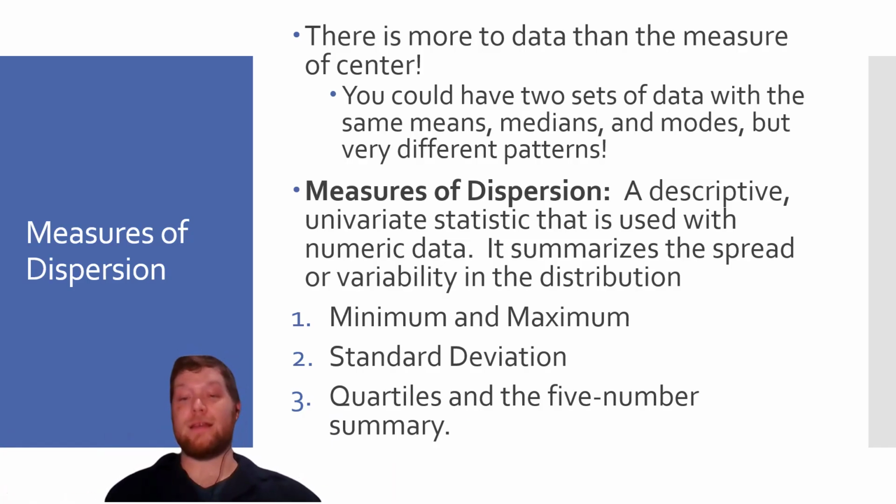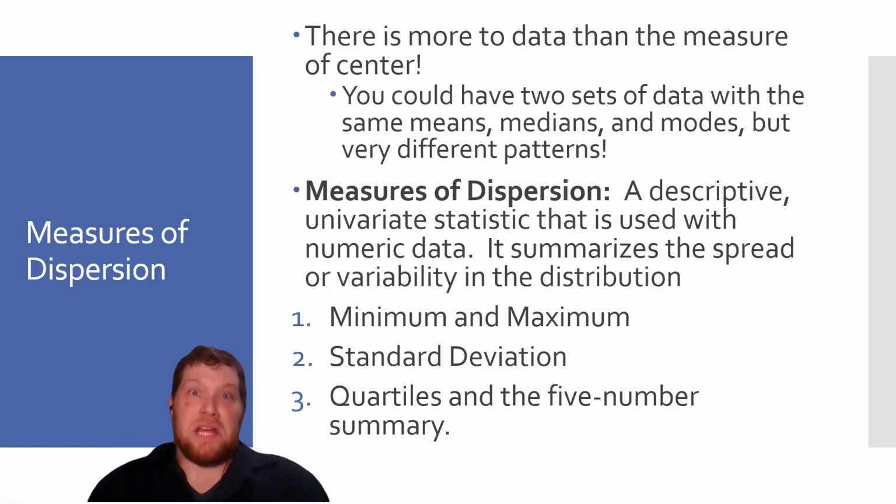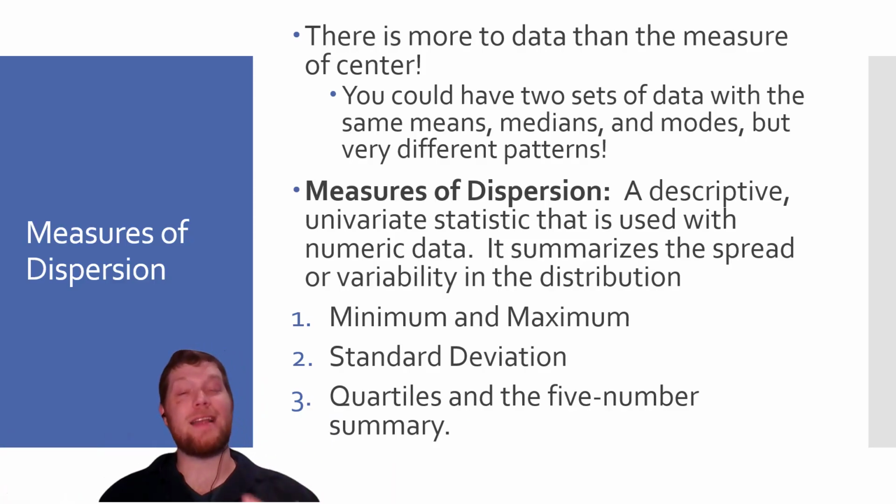Not everybody is the same age. Not everybody is the same height. Not everybody has the same GPA. There are differences typically in a data set. So we want to find some sort of metric that helps explain where those observations or values seem to vary among a population. We'll look at the minimum and the maximum. We'll look at the standard deviation, and then the quartiles in the 5-number summary.